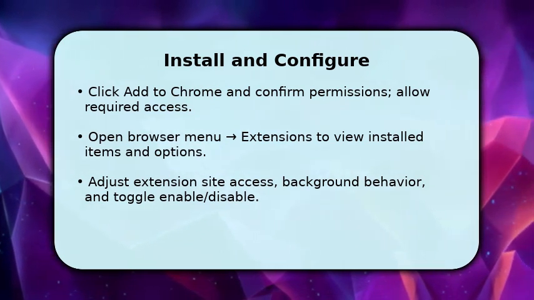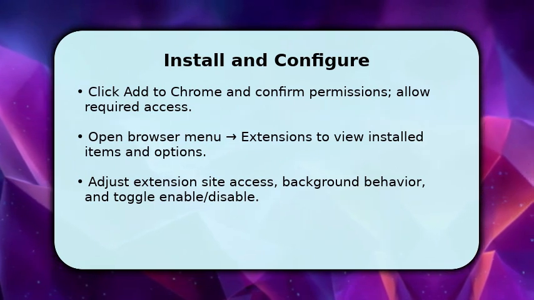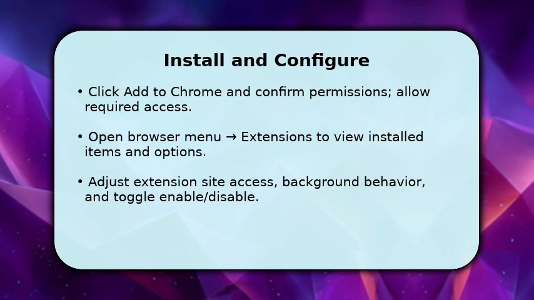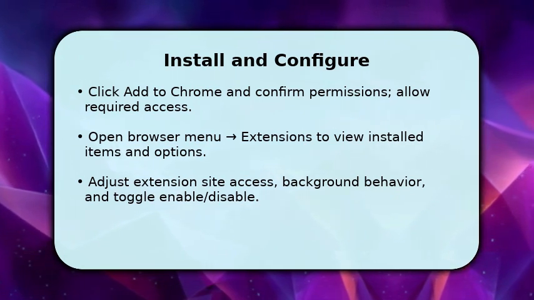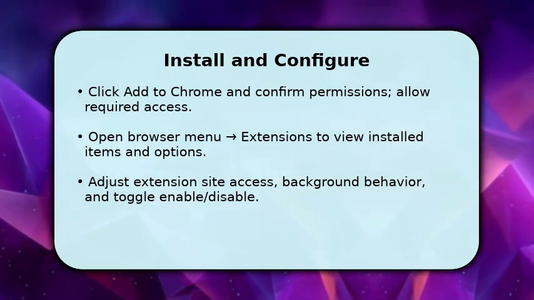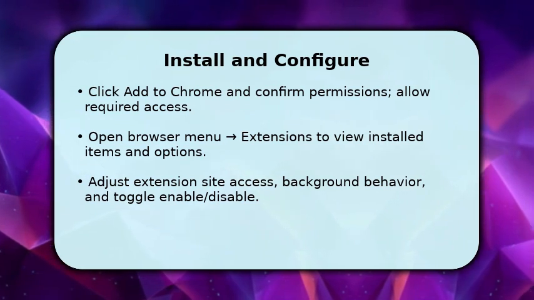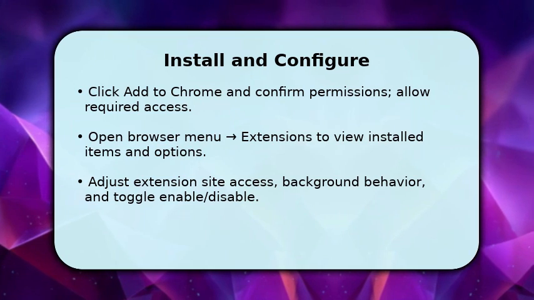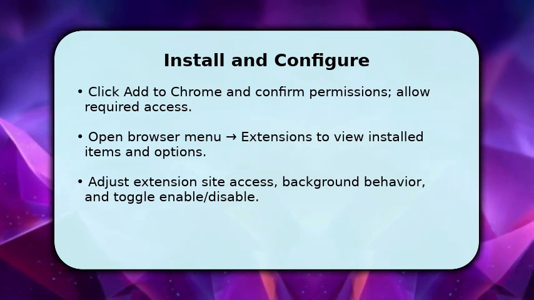From there, tap Options or Details to configure site access and background activity. Make sure to toggle the extension on, set it to work on desired sites, and pin it to your toolbar if the browser supports icons. These settings control when and how the extension runs.